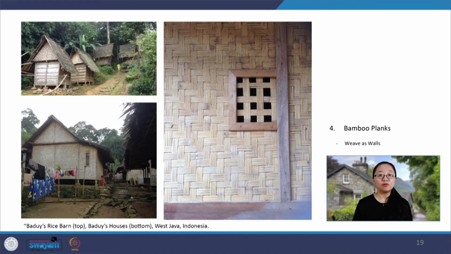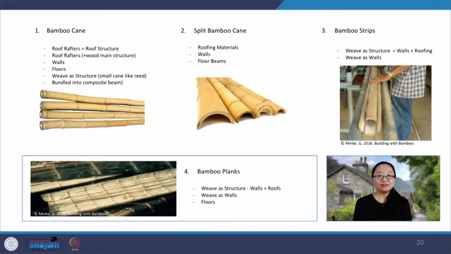It is believed that the combination of woven planks and plaster is an adaptation of wattle and daub construction in Europe. So we have seen varieties of bamboo uses in vernacular architecture, from bamboo canes, split bamboo, bamboo strips, and bamboo planks. We have also learned a wide variety of ways those bamboo are used as roof rafters, walls, floors, bundled into composite beams, roof materials, and floor beams.